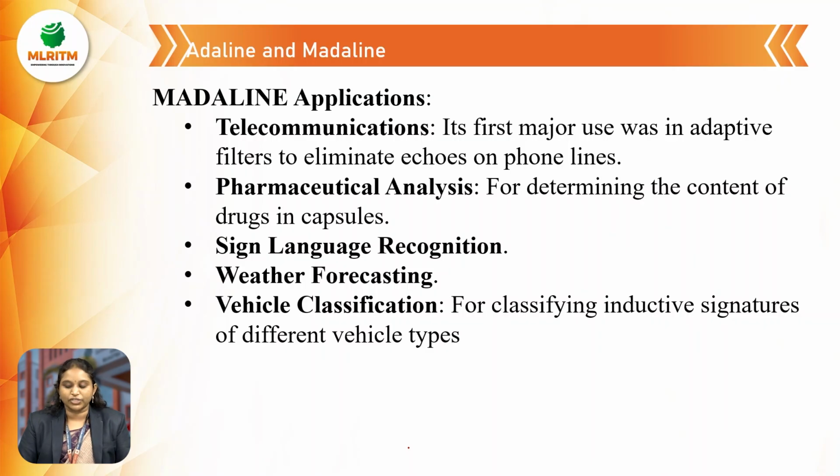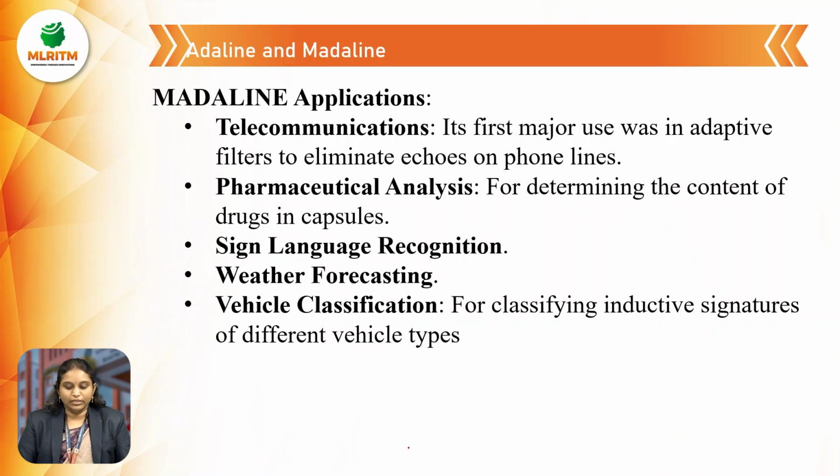First one is telecommunication. It is mostly and majorly used in adaptive filters to remove echoes on phone lines, nothing but removing the disturbance. The second one is pharmaceutical analysis. Here it determines the content of the drugs in a capsule, where the capsule contains some limitation of mixing by composition, and it detects how much drug is supplied or mixed.